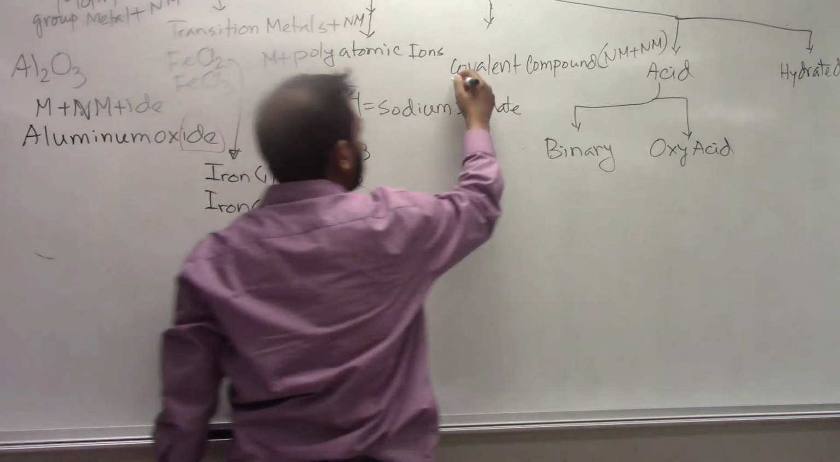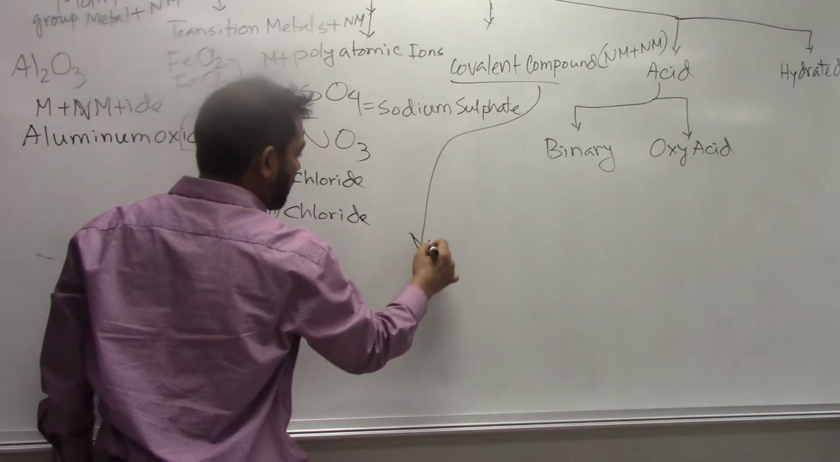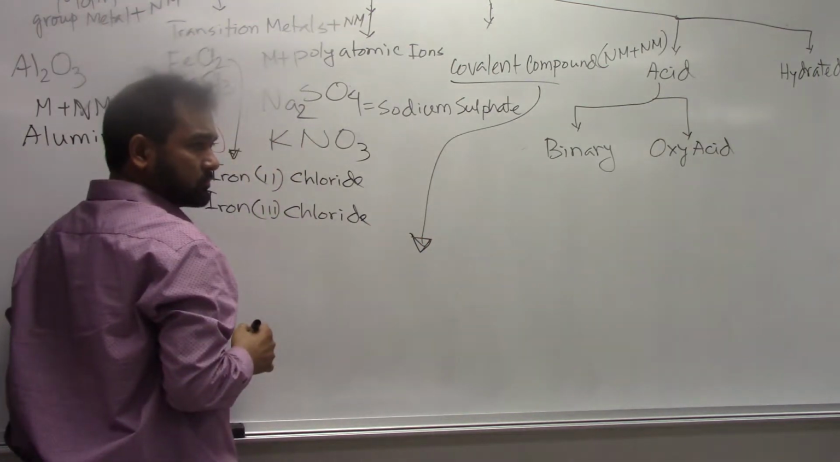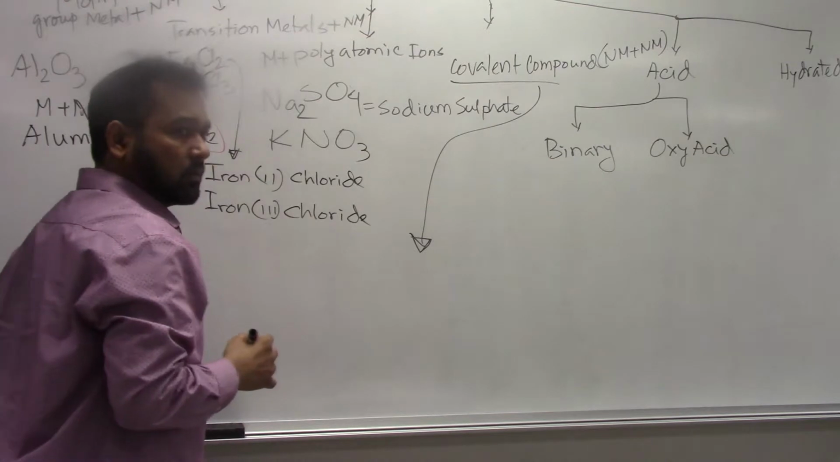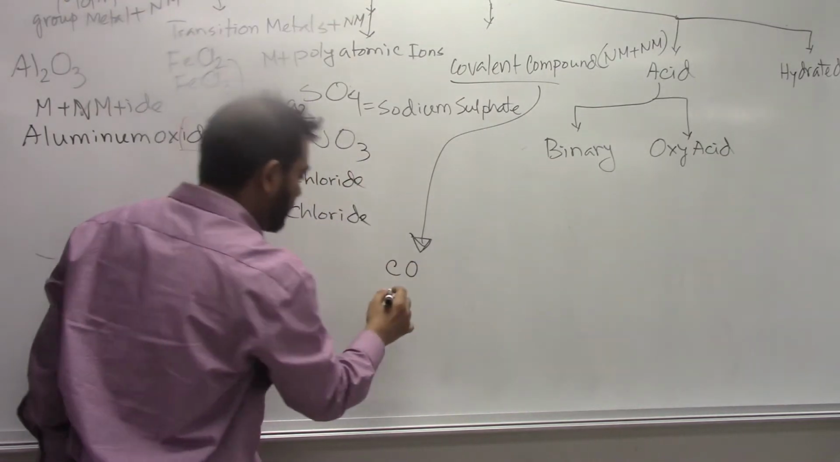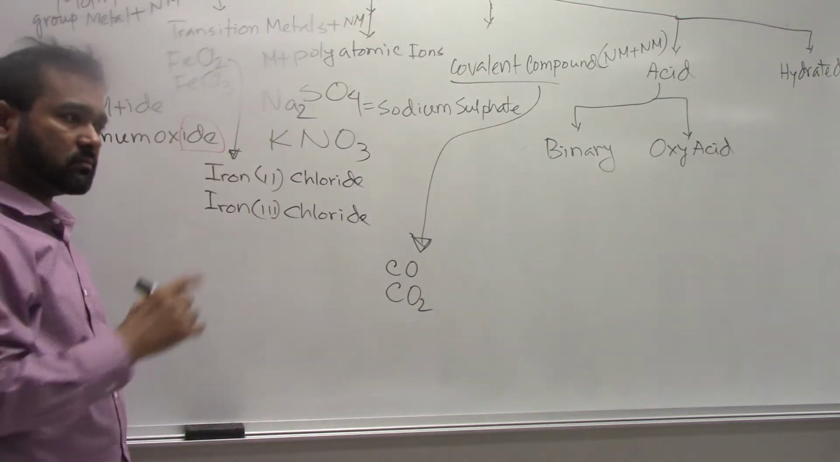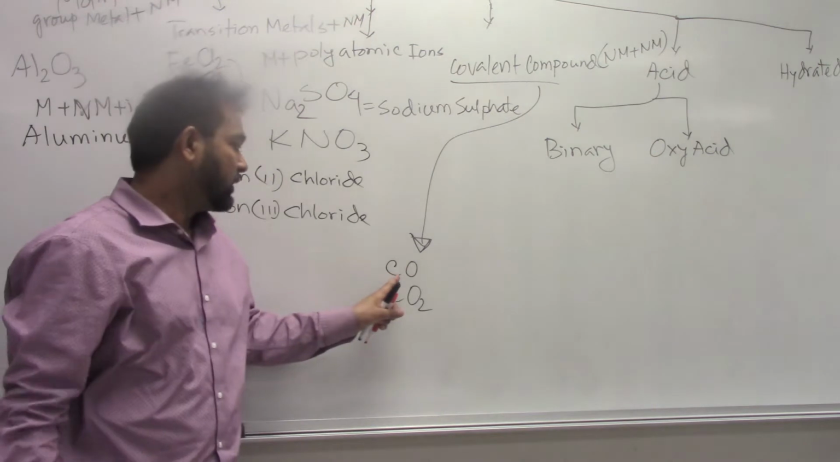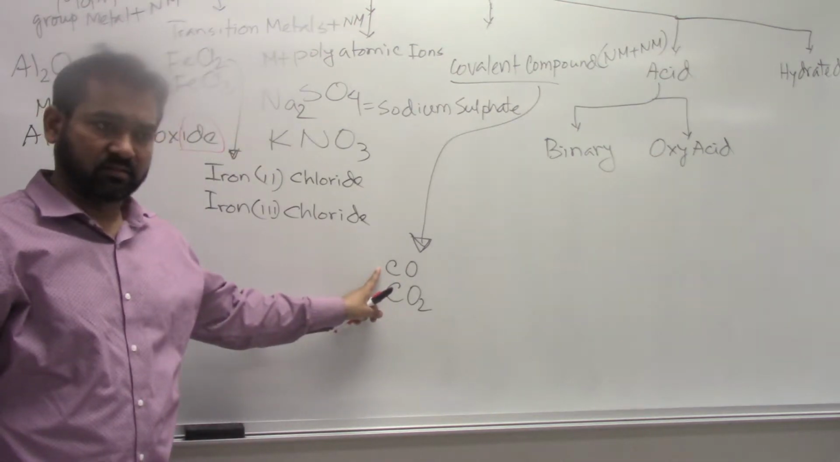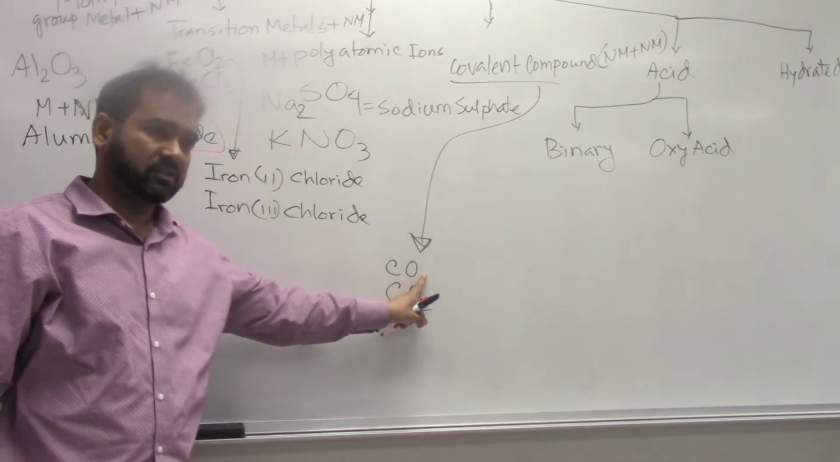Give me an example of a covalent compound. Give me an example of non-metal and non-metal. Carbon and oxygen. Very good. Carbon and oxygen form carbon monoxide. It forms carbon dioxide. Two examples, right? Now we can say here we don't look at the charges. We just look at the prefix of carbon, prefix of oxygen.